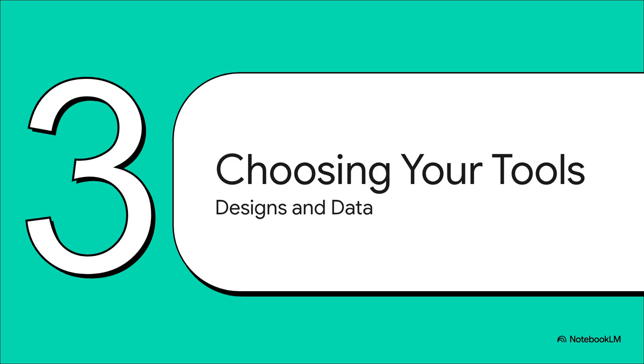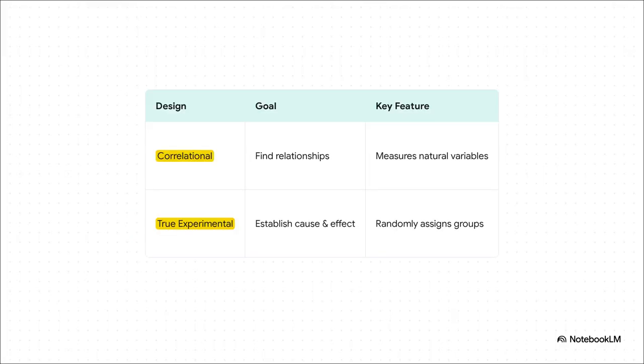And that means choosing a research design that can actually answer the question you're asking. And believe me, not all designs are created equal. A correlational design is pretty useful. It can show you if two things are related, like maybe more time on an app is related to higher test scores. But, and this is a big but, it can't prove that one caused the other. For that, you need the gold standard, a true experimental design.